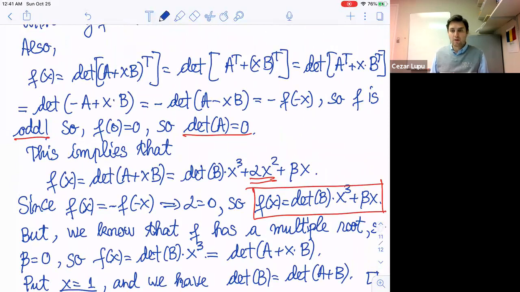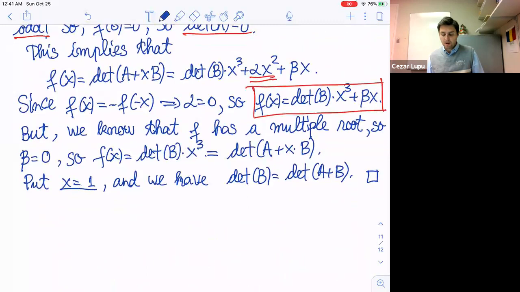Well, since the degree is 3, it has at most 3 roots, right? And since it has a multiple root, then that coefficient here, beta, has to vanish. There is no way beta can be non-zero. Okay. All right, so now let me do another problem.